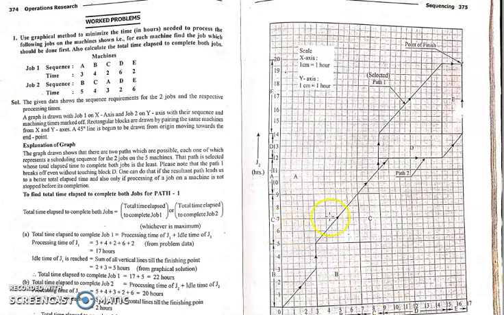And what if it is an inclined line? Inclined line indicates both jobs are under processing on two different machines. There is no necessity that you have to complete the first job and then go for the second job. No, you can process two jobs on two different machines at a time. So this is the brief introduction about this particular kind of problem.